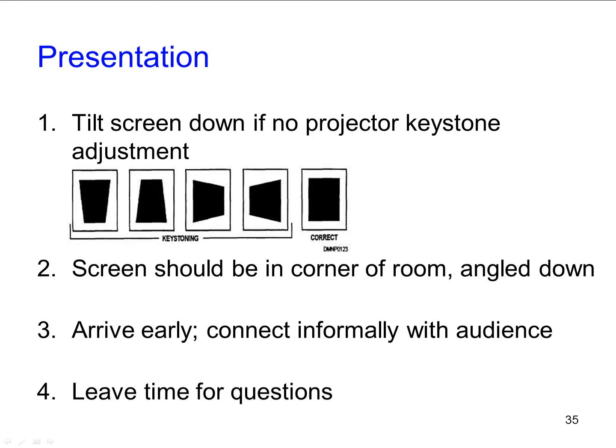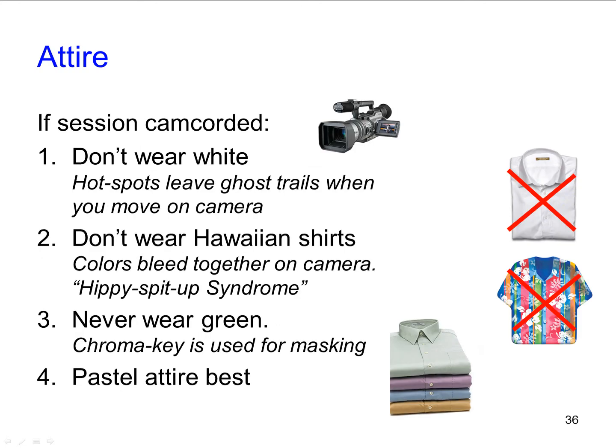If you happen to be using a conventional overhead projector with acetates, it's best to project onto a screen that's tilted down to avoid a trapezoidal image known as the keystone effect. Better still, the screen should be in the corner of the room, freeing up the whiteboard for your annotations. I've never understood why people mount white pull-down screens above whiteboards. Perhaps that's because the people who mount screens don't teach with them for a living. Tufte also recommends arriving early to connect informally with the audience and leave plenty of time at the end for questions.